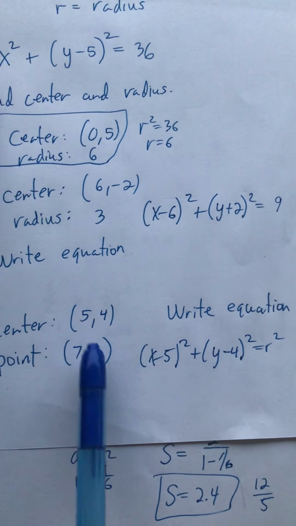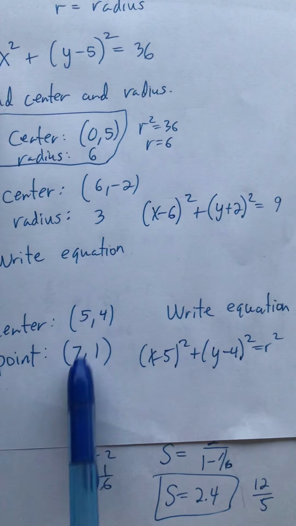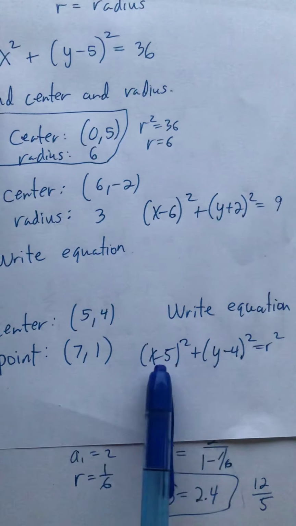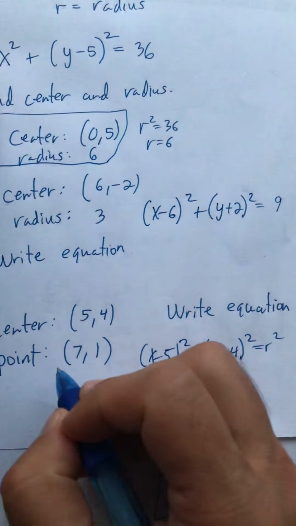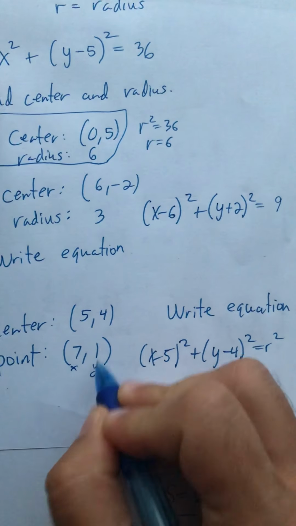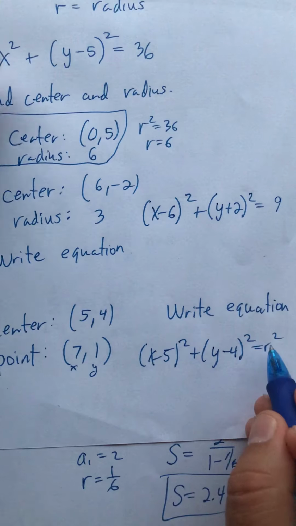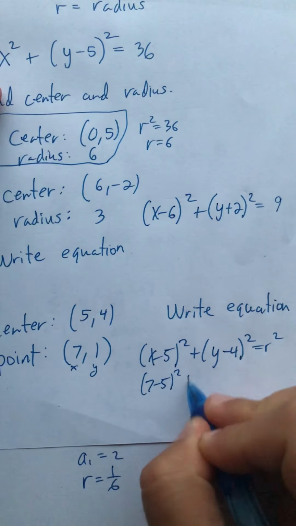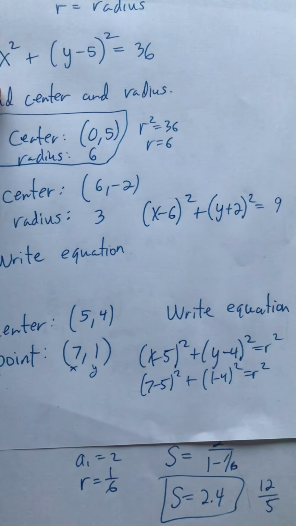Now I could use the distance formula and find the distance between the center and this point on the circle, because that is the definition of the radius. But very simply, since I have the body of the equation, I can take the point (7, 1). I can plug in 7 for x and 1 for y, and I can evaluate here and solve for r squared. So let's plug in 7. It's going to be (7 - 5)² + (1 - 4)² = r².